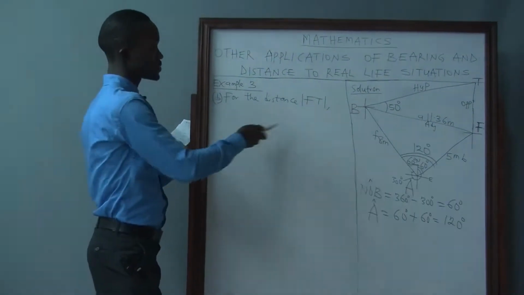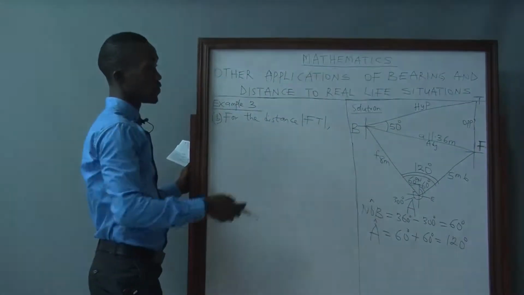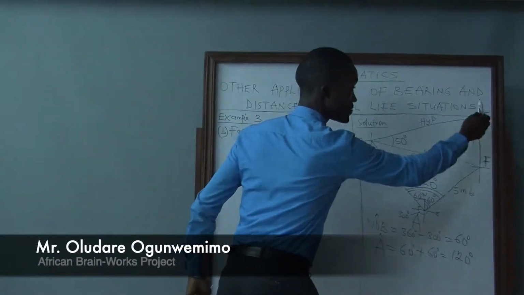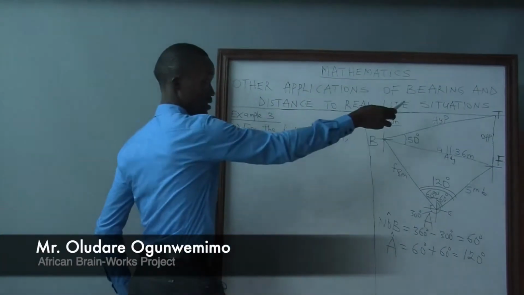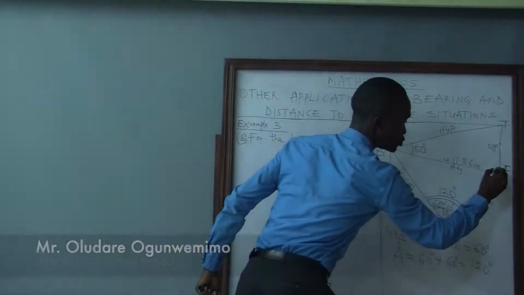So the last part of the question is asking us for the height of that pole. This is the pole we are talking about, that is FT. And if you look at this triangle, we notice that this triangle is a right angle triangle.